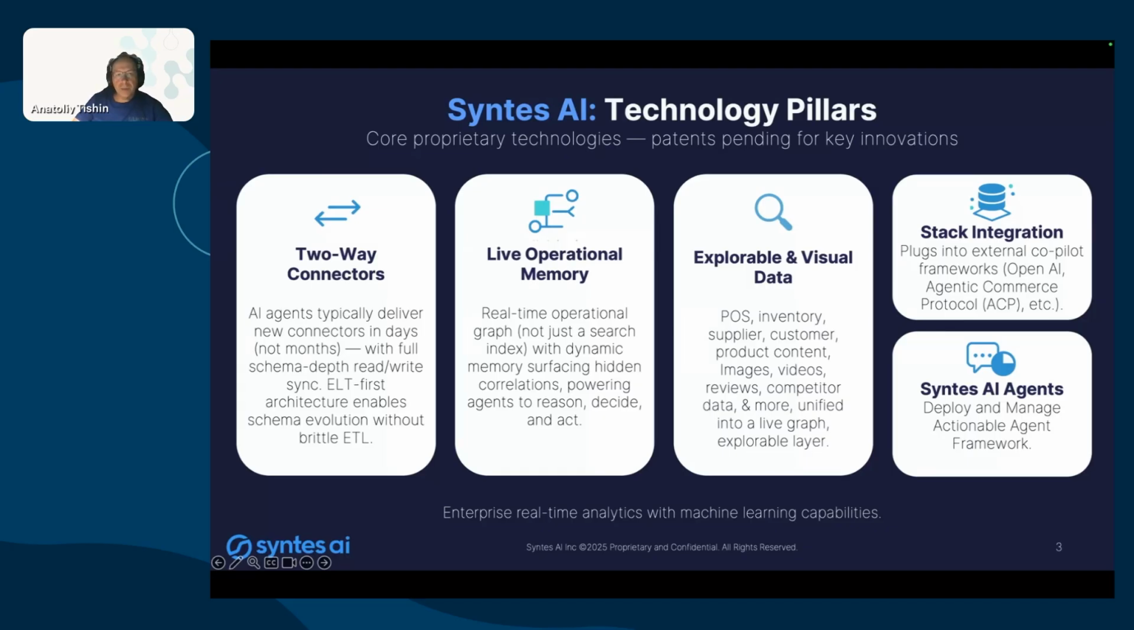Live operational memory represents us storing the data and updating it dynamically through those connectors. We try to provide as much real-time data as possible as context for all AI chat operations or agentic operations.